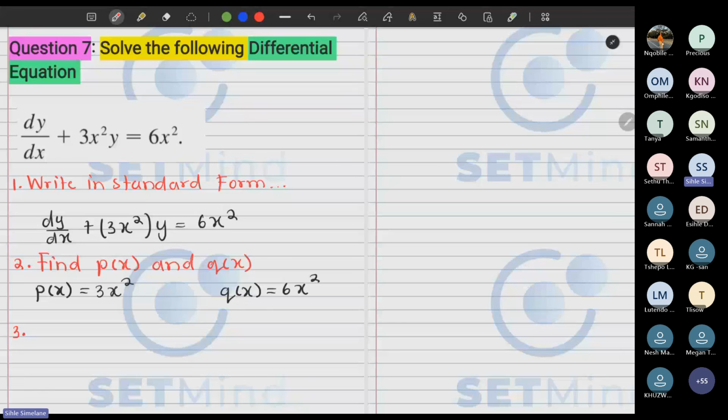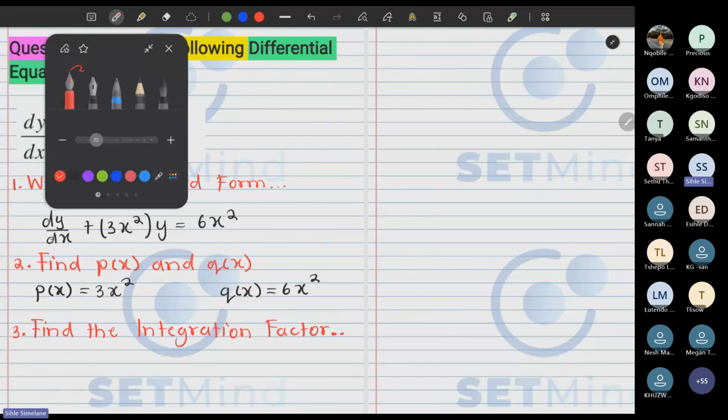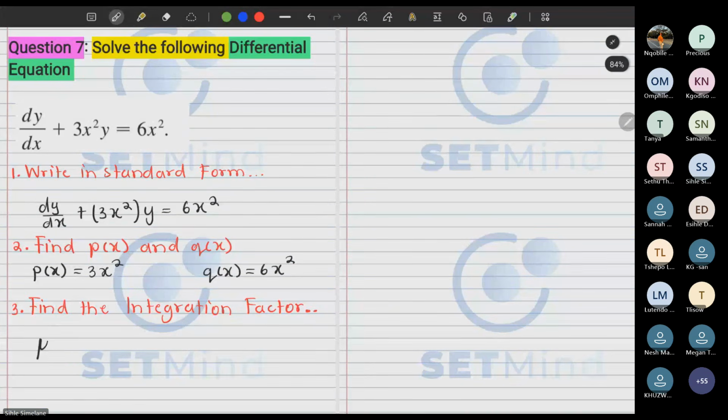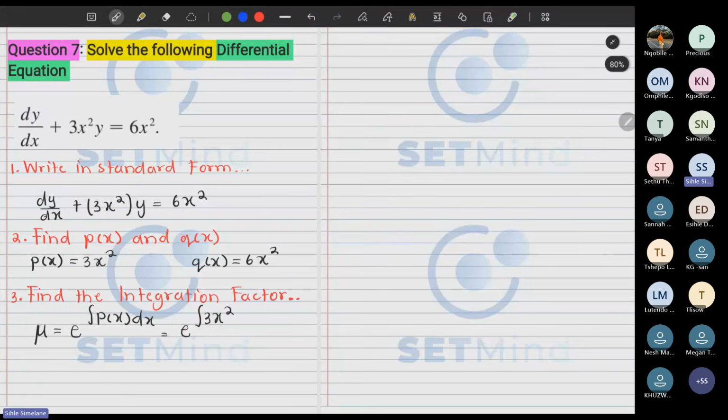Thanks. So next, guys, what we need to do is to find the integrating factor. So what is that integrating factor? Well, there's a formula which we use. It is given by e to the integral of p of x dx. So this means that we'll have e to the integral of 3x squared. So what is it going to be, guys? Our mu is equal to e to the power of what?